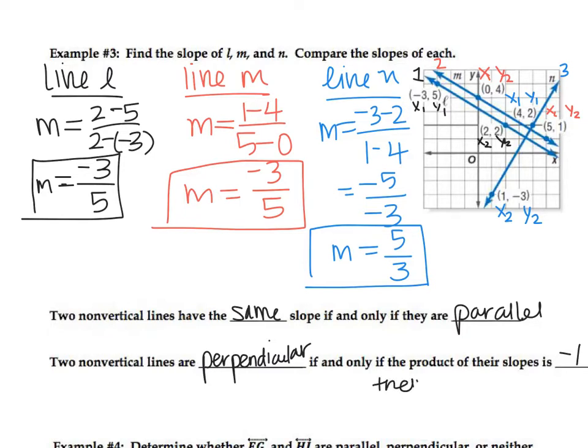So their slopes are opposite reciprocals. I can also do -3/5 times 5/3, and I will get -1 as well. So both of those are the same rule. So perpendicular means the two lines meet at 90-degree angles.